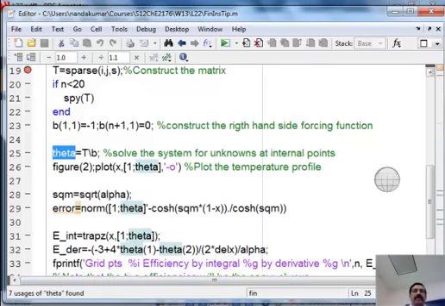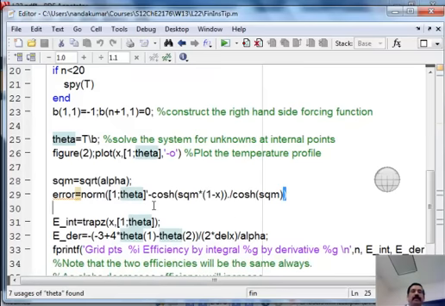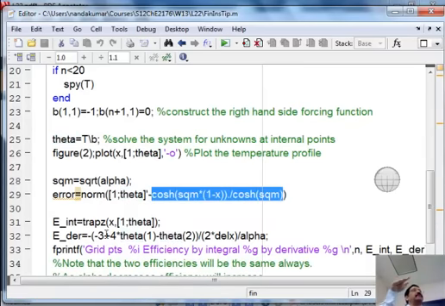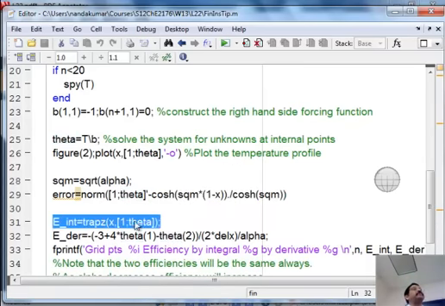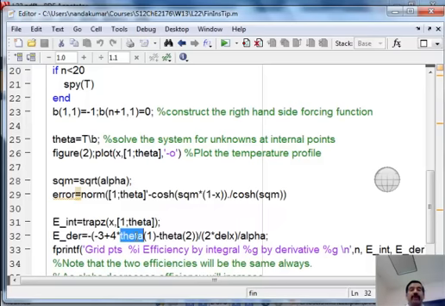Okay, and what am I doing in line 31? Calculating the integral under the curve to calculate the efficiency. There is a trapezoidal rule function, TRAPZ. And then in line 32, I'm calculating the efficiency from the derivative equation using the forward difference formula. Okay, theta 1, theta 2. And of course, theta 0 is just 1. Okay, so minus 3 times 1 plus 4 times theta 1, minus theta 2, divided by 2 delta x, divided by alpha. And these two efficiencies should agree. Okay, and that's the end of the program. Any questions on the program?